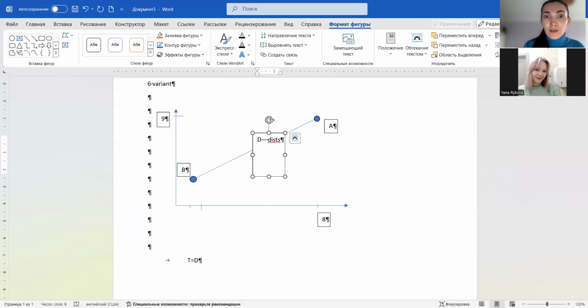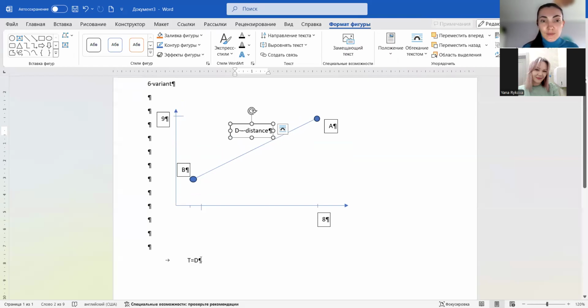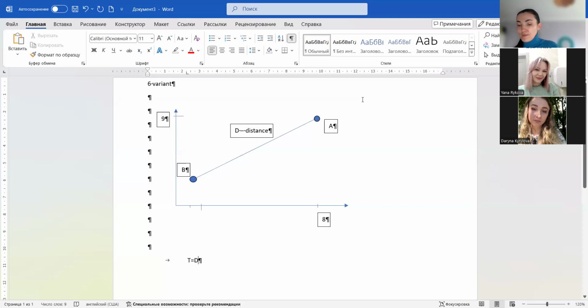This distance between points A and B, the distance we need to find. Darina also can connect to us. Yes, and the distance we can divide by our speed.